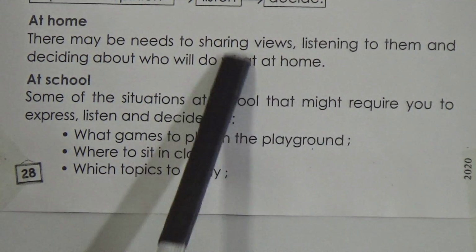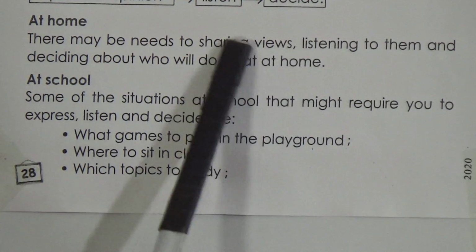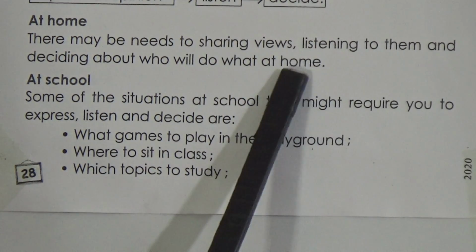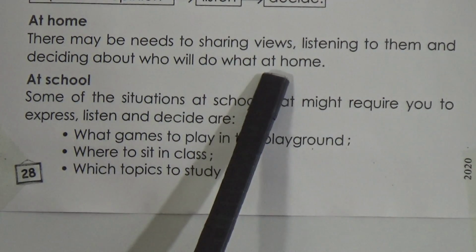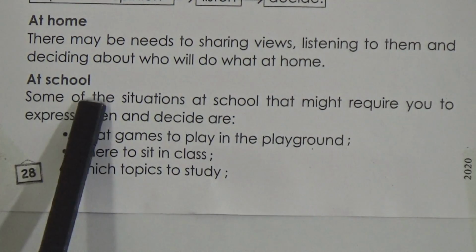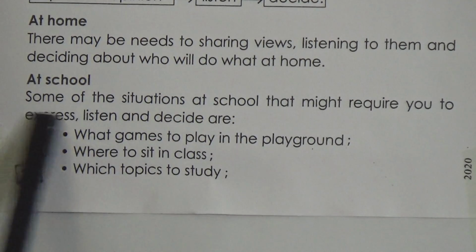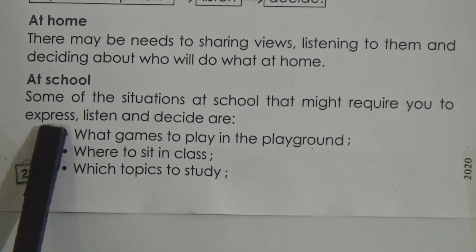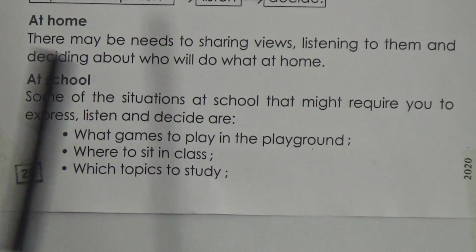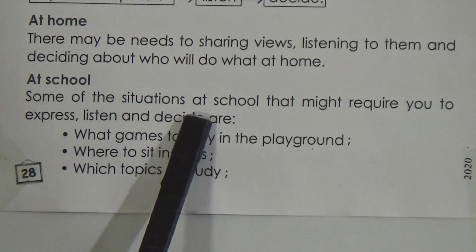So with this type of thing, at first you have to express something and then someone needs to listen, and then you can decide who will do what at your home. And at your school, some of the situations at school that might require you to express, listen and decide are: So in your school, what type of things do you need to do?